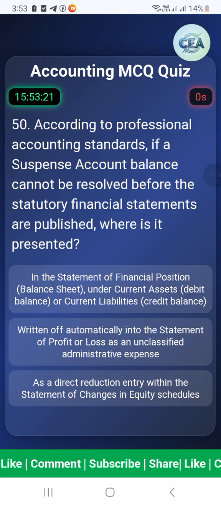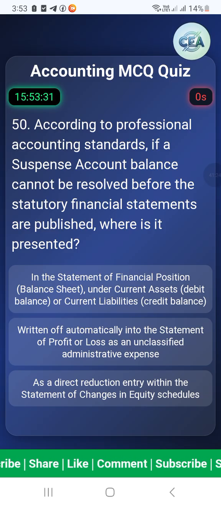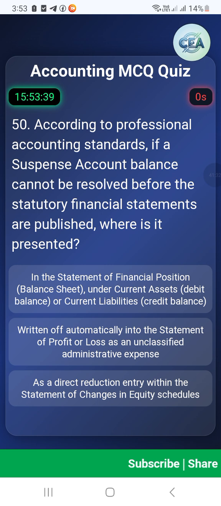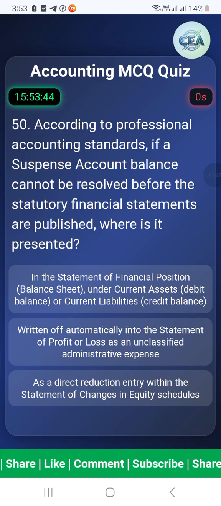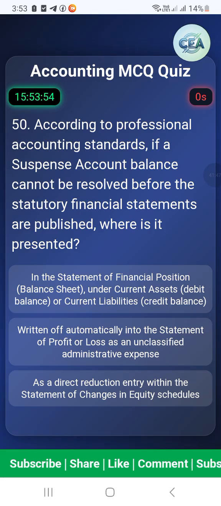50. According to professional accounting standards, if a suspense account balance cannot be resolved before the statutory financial statements are published, where is it presented? Option 1. In the statement of financial position, balance sheet under current assets, debit balance, or current liabilities, credit balance. Option 2. Written off automatically into the statement of profit or loss as an unclassified administrative expense. Option 3. As a direct reduction entry within the statement of changes in equity schedules.